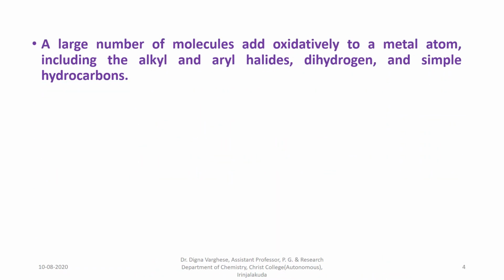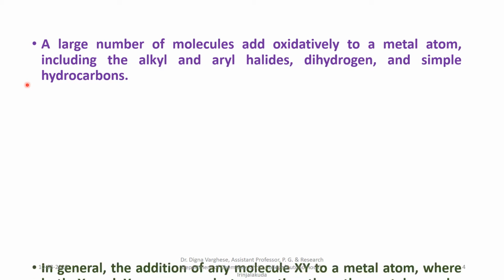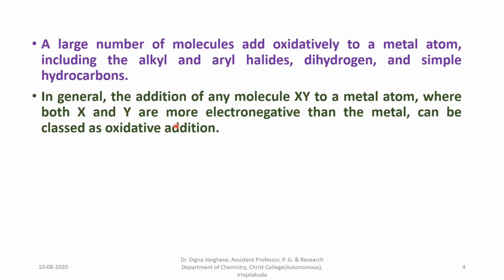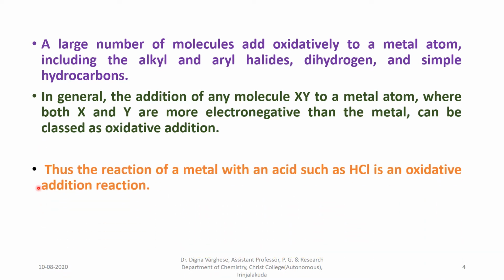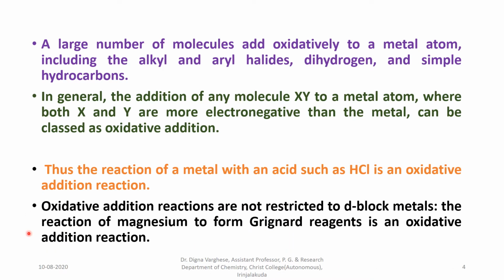A large number of molecules add oxidatively to a metal atom, including alkyl and aryl halides, dihydrogen, and simple hydrocarbons. In general, the addition of any molecule XY to a metal atom, where both X and Y are more electronegative than the metal, can be classed as an oxidative addition reaction. Thus, the reaction of a metal with an acid such as HCl is an oxidative addition reaction. Oxidative addition reactions are not restricted to d-block metals. The reaction of magnesium to form Grignard reagents is an oxidative addition reaction.